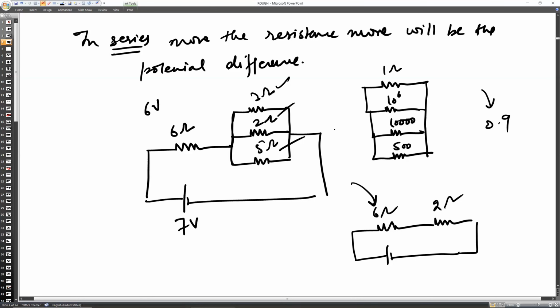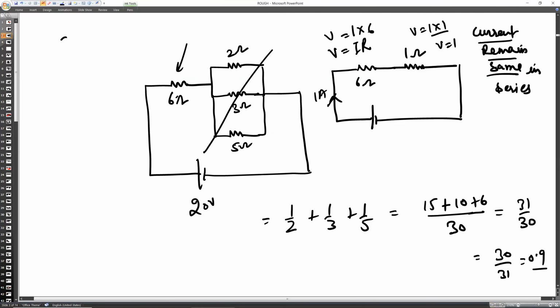All of them will receive the same, because in parallel the potential difference is the same. Whatever value you get for the equivalent resistance of this one, you get 1 volt. When we just consider this one, it is 1 volt. So all the resistors will get 1 volt.